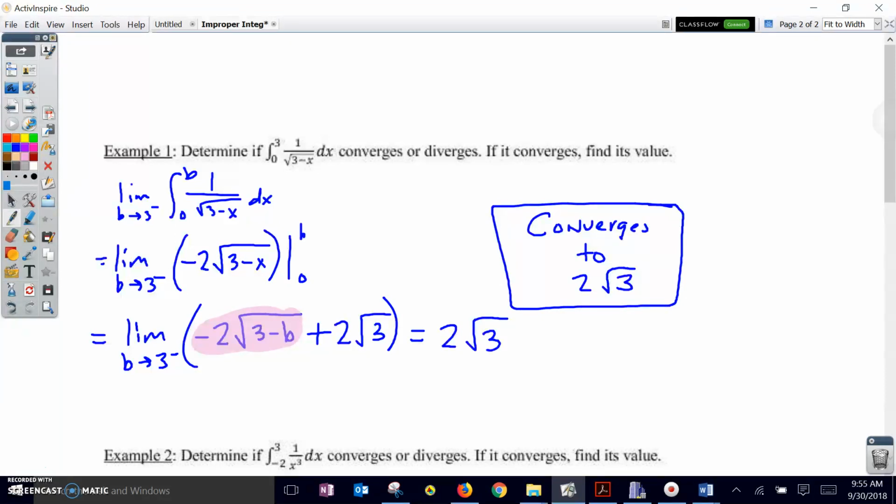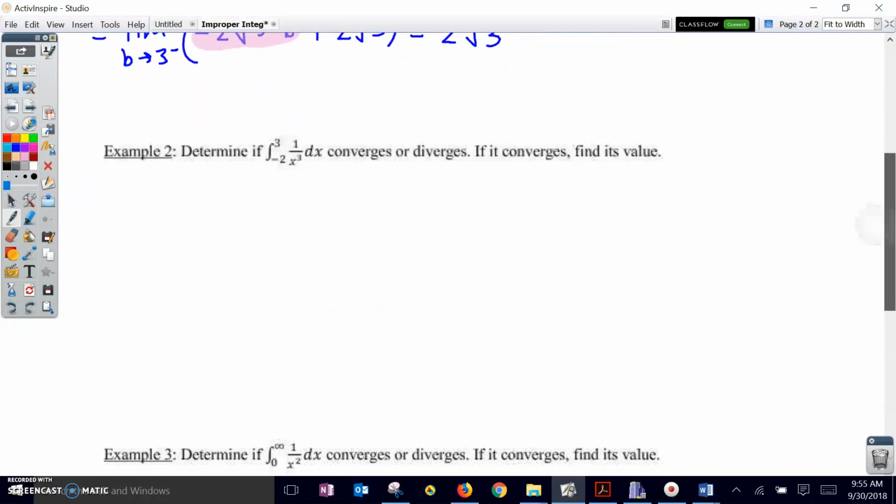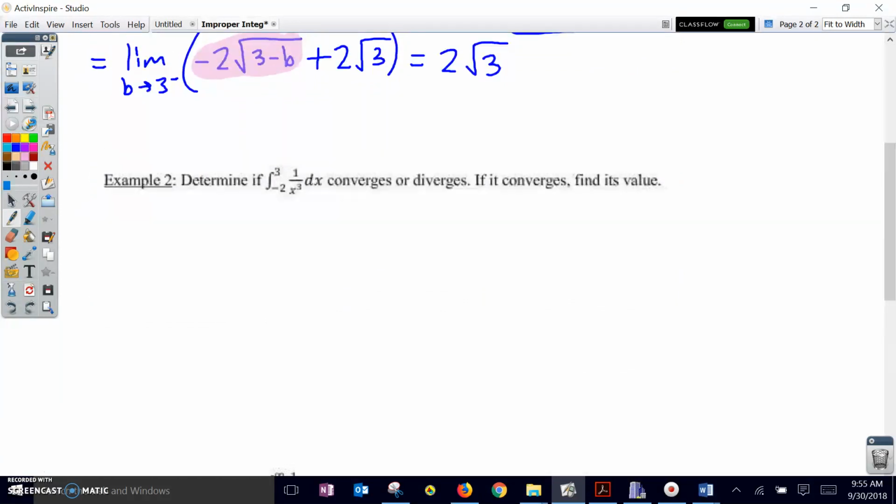Alright, on to example 2. Determine if the integral from negative 2 to 3 of 1 over x to the third dx converges or diverges. If it converges, find its value. Our first consideration is, where does this integrand have an infinite discontinuity? And it has an infinite discontinuity at 0. So we need to split this integral up into the integral from negative 2 to 0 of the function, plus the integral from 0 to 3 of the function. Now, in order for this to converge, we need both of these integrals to converge.